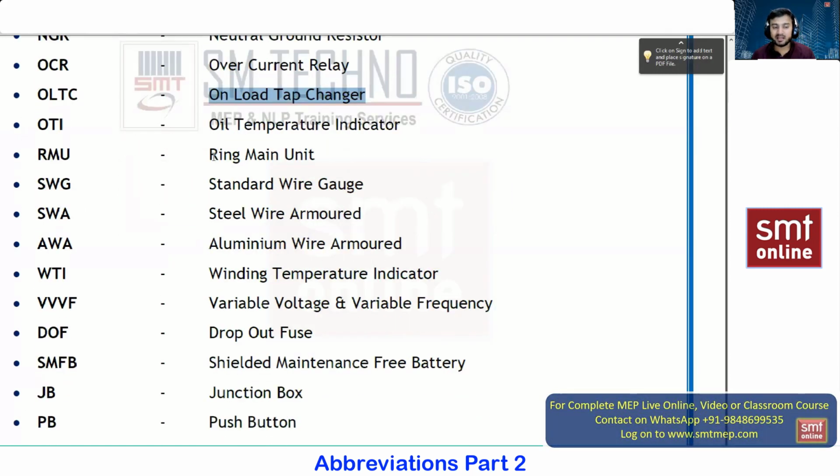Again, we have the RMU, ring main unit. We have two different types of supply. One is the radial, one is the ring. Ring means one device will get the supply from two sources. Whenever any one source has any kind of interruption, the other source will provide the supply. That is called RMU, ring main unit. Radial means one device will get the supply from one side only.